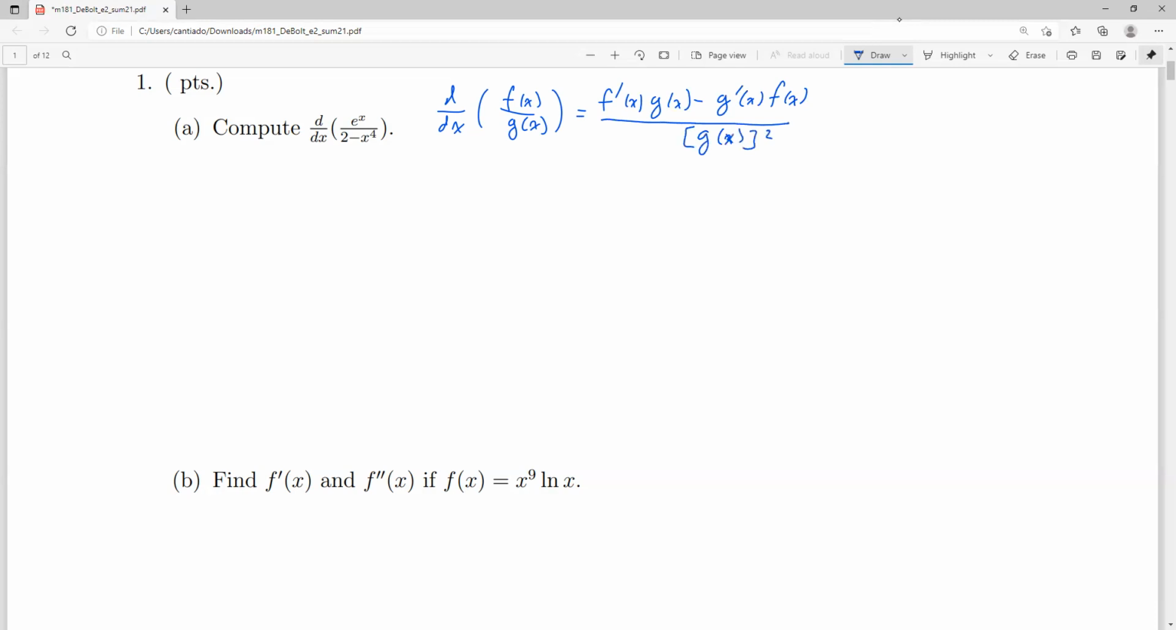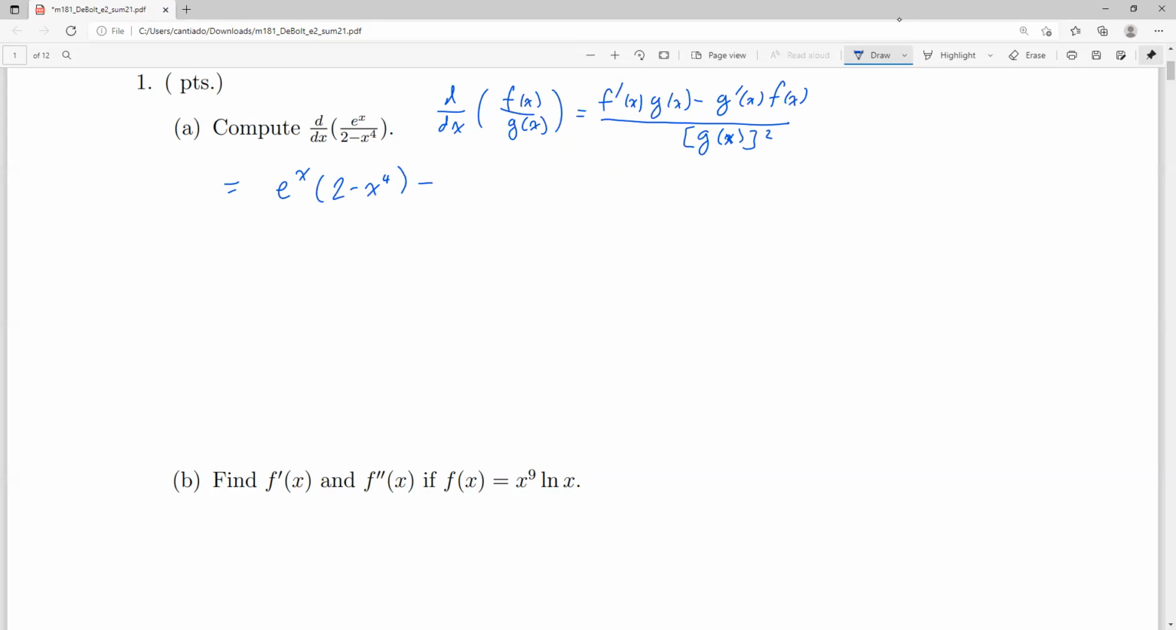Right. So in this case, our top function, our f, is e to the x, and our bottom function g is 2 minus x to the fourth. So following the quotient rule, we're going to just fill in the blank, right? So then the derivative is equal to the derivative of the top. So the derivative of e to the x is just e to the x times the bottom, which is 2 minus x to the fourth, minus the derivative of the bottom.